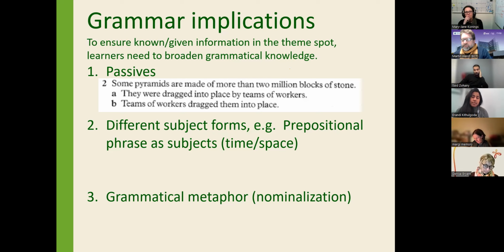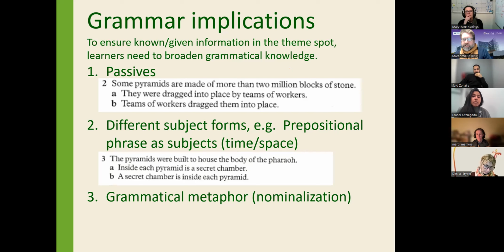Another language feature, which I even found a little bit tricky and had to do a quick Google about, was having prepositional phrases as subjects in the theme position. For example, in this extract, the pyramids were built to house the body of the pharaoh. Because the secret chamber is new information, you don't really want that in the theme position. You want it in the rheme at the end of the sentence. So you need to start with something about the pyramid. And in A, inside each pyramid, we've got a prepositional phrase as a subject, which is not very common, and that might be confusing for learners as well. Is everybody okay?